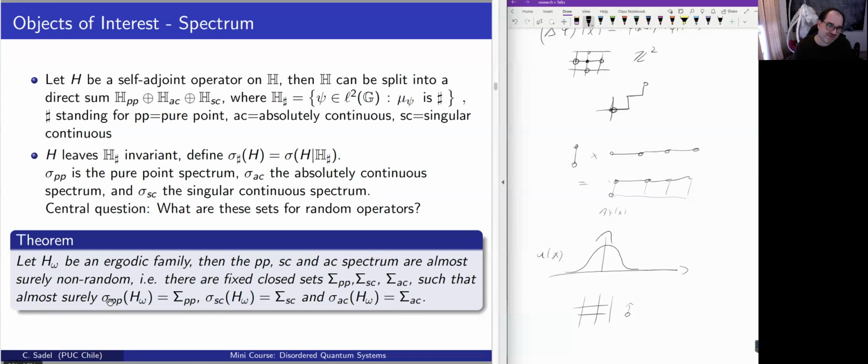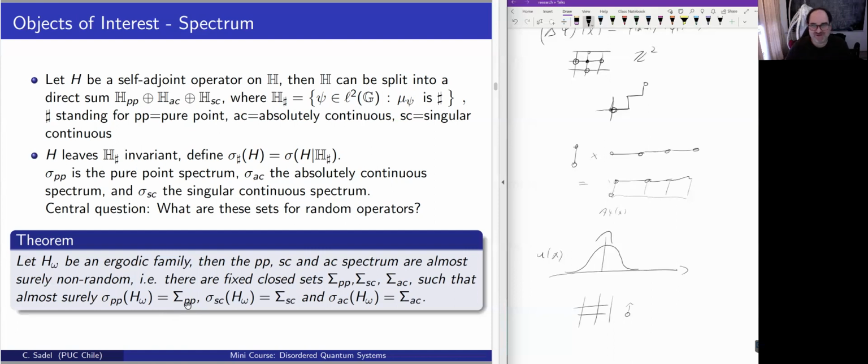And now something that I should mention here: the pure point spectrum is induced by the eigenvalues, right? But this does not mean that the eigenvalues are almost surely the same. This is as a set, the pure point spectrum. So this set is the closure of the set of eigenvalues. So what typically happens in this random case, when you have pure point spectrum, is that you have dense pure point spectrum in this set, sigma pp. So the closure is this set, right?